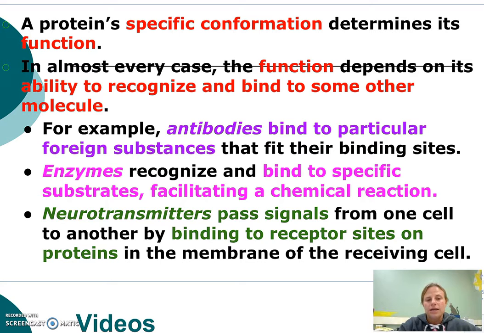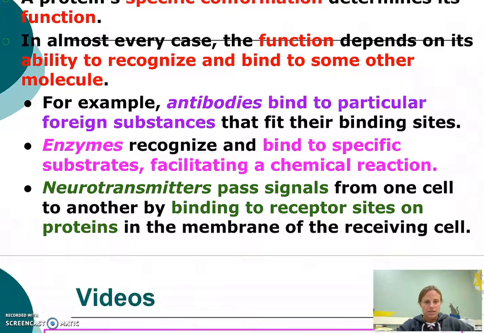Enzymes, remember lock and key theory way back when you took living environment? Enzymes act as a lock and a key. They bind to specific substrates where if I don't have the right key, I'm not going to unlock that chemical reaction. Neurotransmitters pass signals from one to another by binding to receptor sites that have a specific shape. So if one neurotransmitter can't fit into the correct receptor, that signal doesn't get sent.